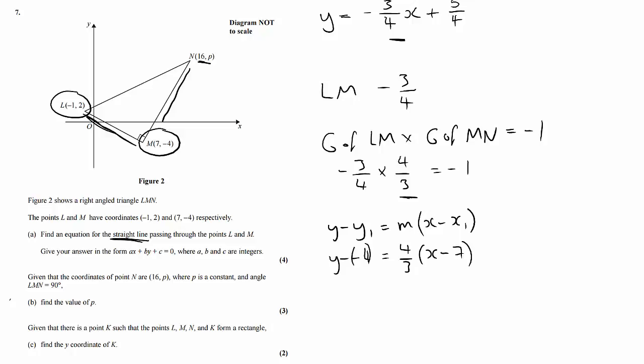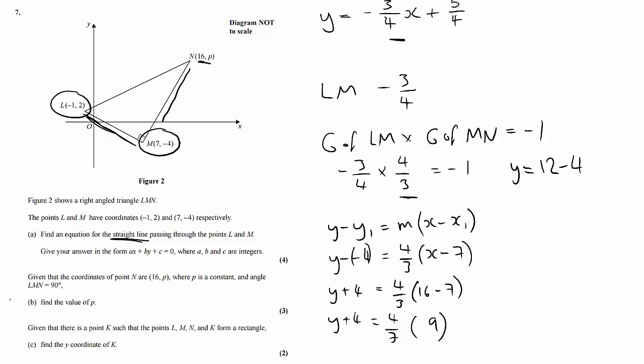So this is going to change to y, add 4 equals 4 over 3, 16 minus 7. Okay, so 16 minus 7 is 9. y add 4 equals 4 over 3 times 9. Let's rearrange this equation, so it's now y equals. So y equals 4 over 3 times 9, so 9 divided by 3 is 3. 4 times 3 is 12. And then we're going to minus 4. So y equals 8.